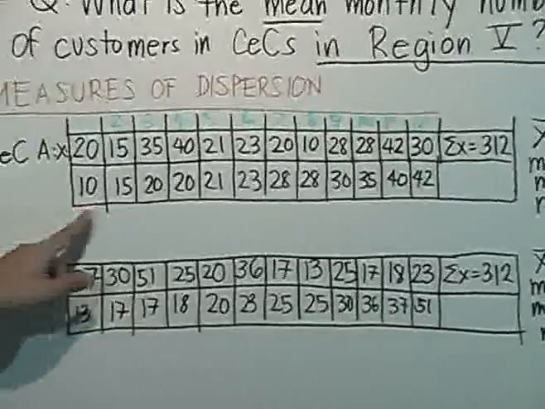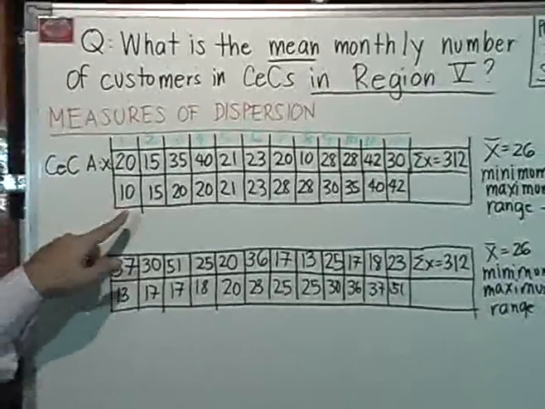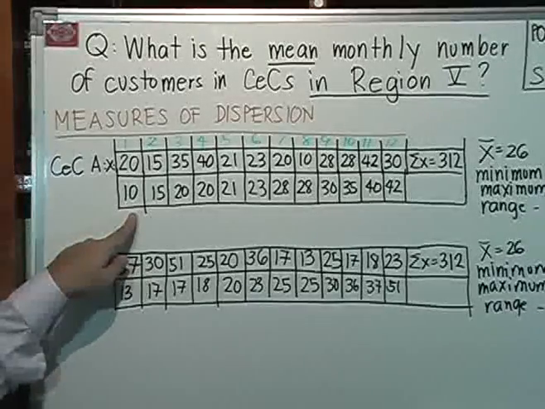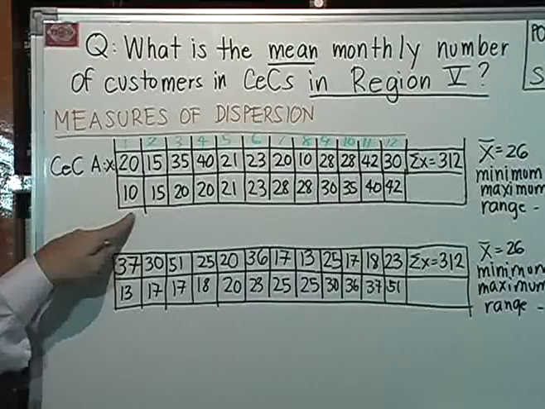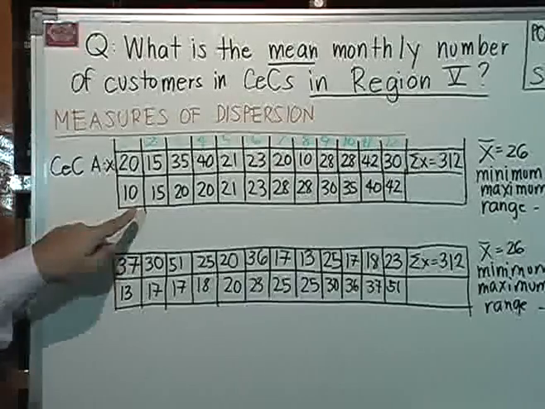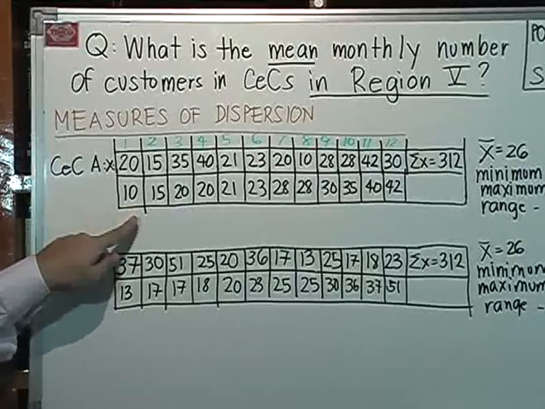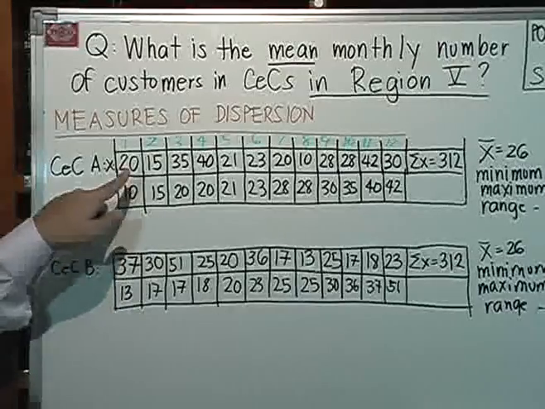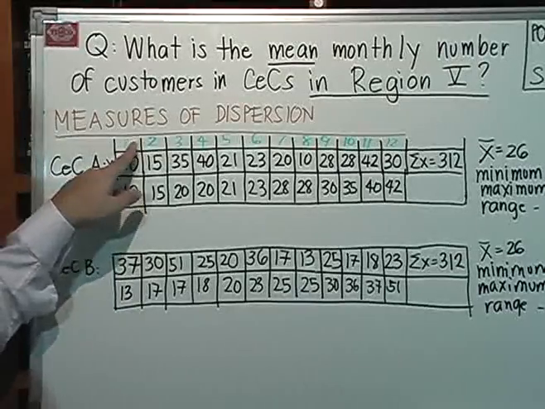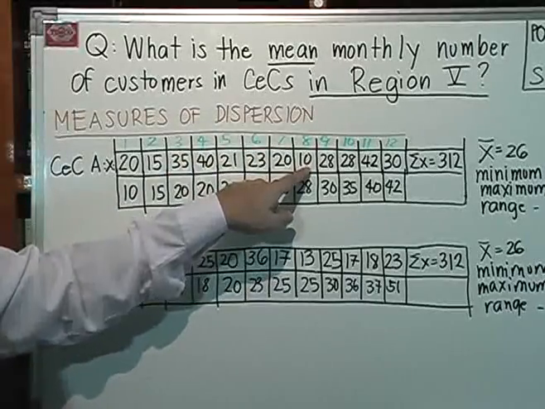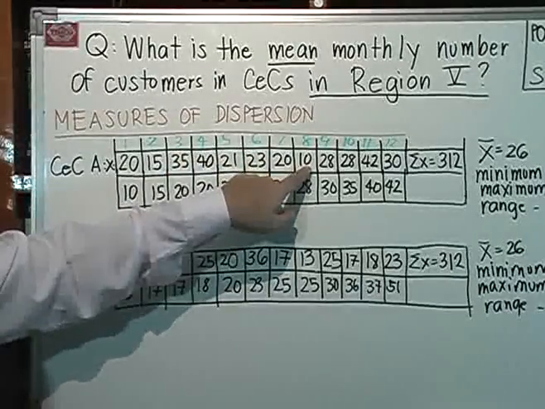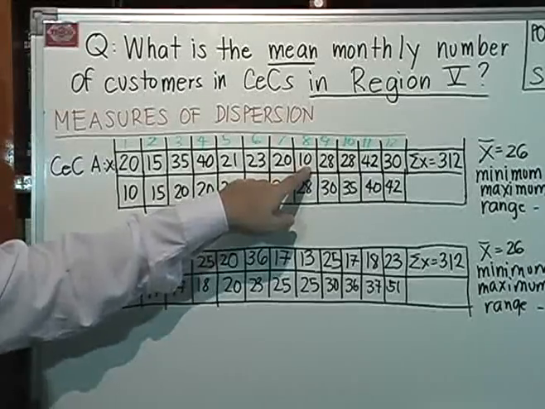Basically, the minimum means the smallest observation in the series. So for CECA, the minimum monthly number of customers is 10. So for example, in the month of January, February, March, April, May, June, July, August, in the month of August, they had the minimum number of customers in their CEC.